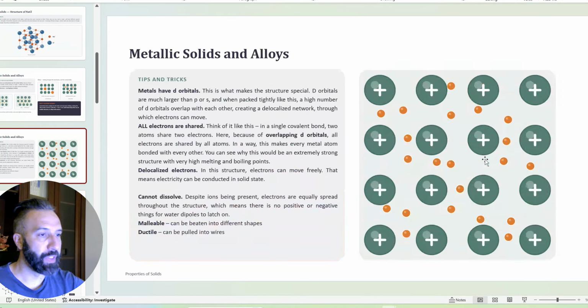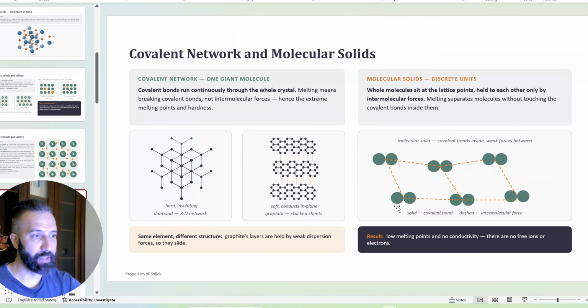So in this case, I have to break everything in order to boil this, right? But in this case, I don't need to. I just need to break intermolecular bonds. And as we said, intermolecular bonds are much weaker than metallic, ionic, covalent. So it's very easy to break them. So usually molecular solids have very low melting and boiling points and are very weak. Many of them are gases, right?